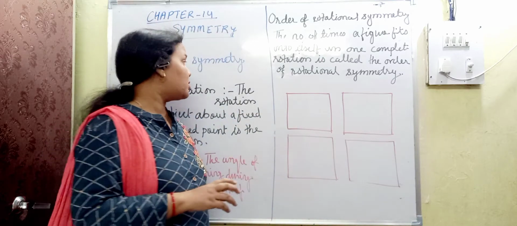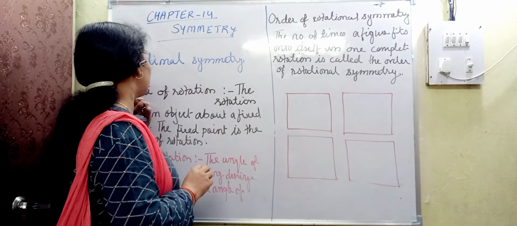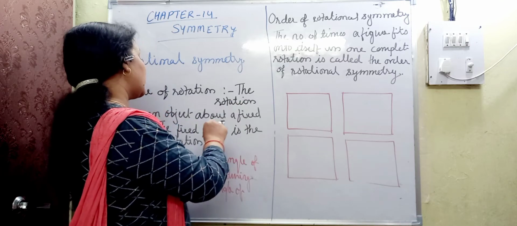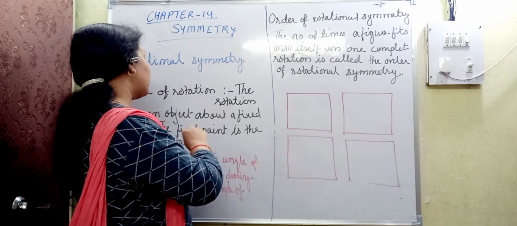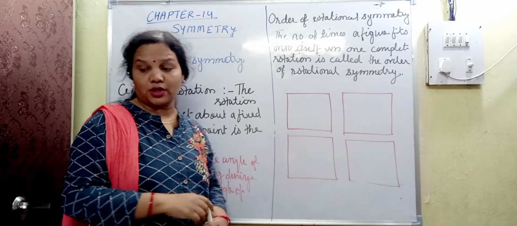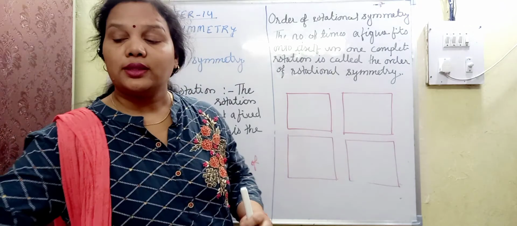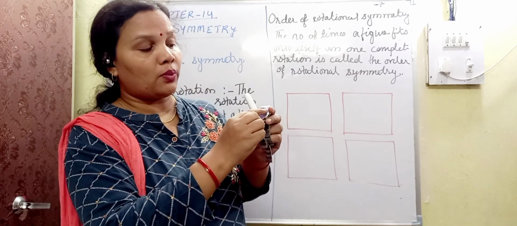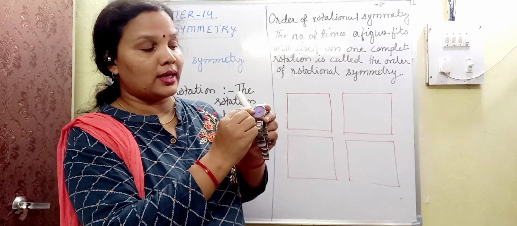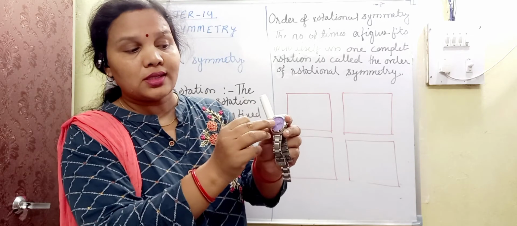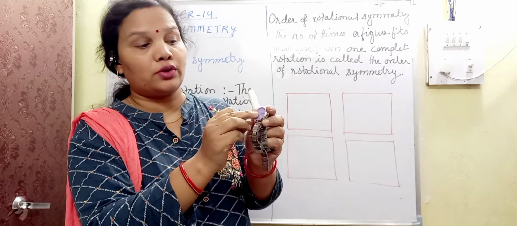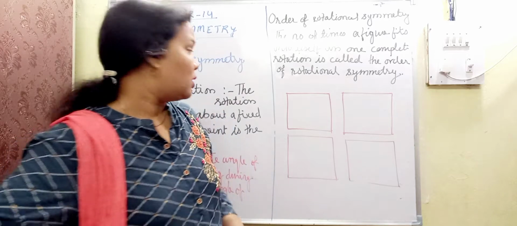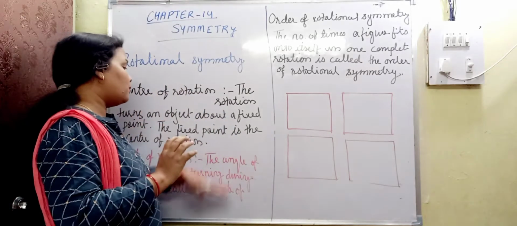So the first point we want to discuss is the center of rotation. The rotation turns an object about a fixed point. The fixed point is the center of rotation. As I told you, this is the fixed point, and the hands of this clock are moving around it, right? So this center is known as the center of rotation, around which all these arms are moving.